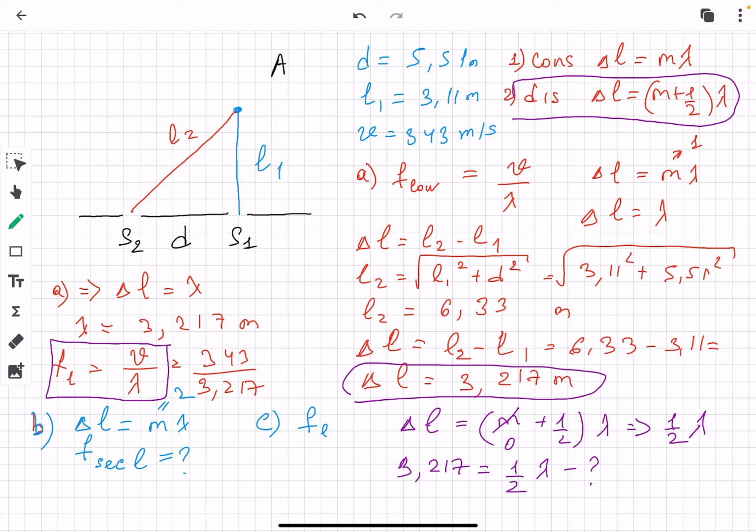Then what is left? What is the second lowest frequency for which there is a minimum signal? Again, there is a condition for destructive interference: delta L is equal to (m plus 1/2) lambda. This time we put m equal to 1. Then you should get the right answer.